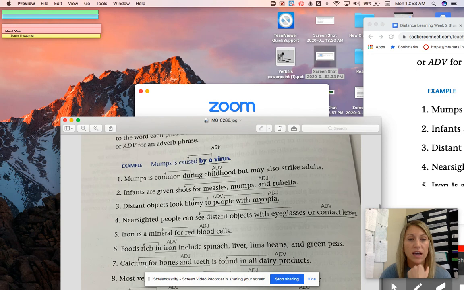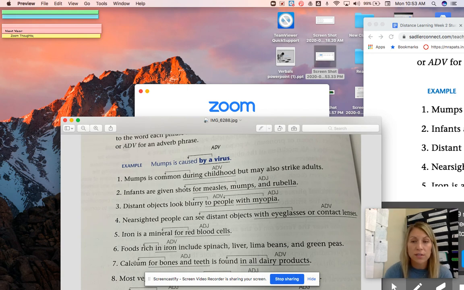Number 7, calcium for bones and teeth is found in all dairy products. In all dairy products is a prepositional phrase. For bones and teeth is a prepositional phrase because and is joining it together. The for bones and teeth goes with calcium. Calcium is a noun, so it's acting as an adjective. In all dairy products is describing found, which is a verb, so that's an adverb phrase.